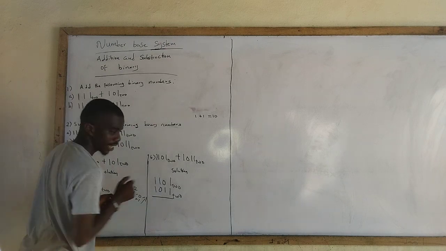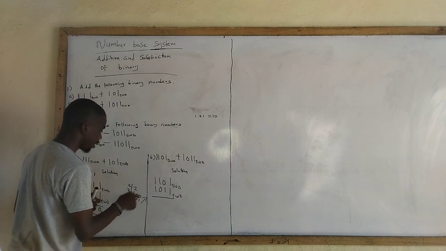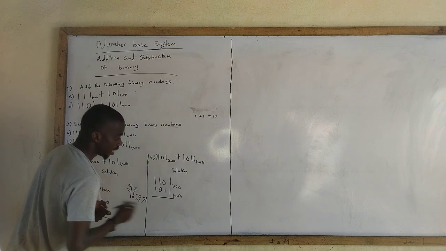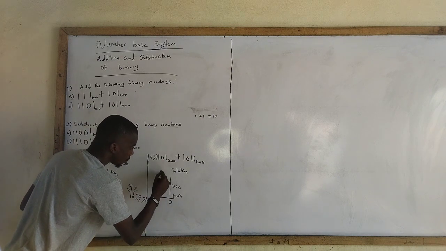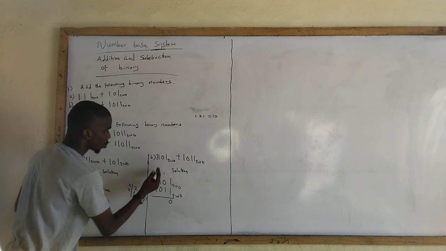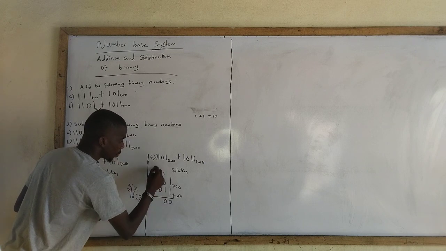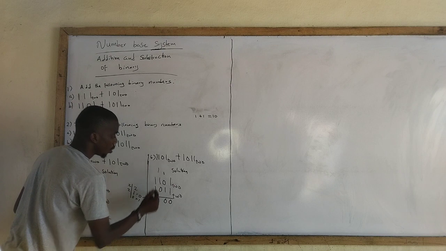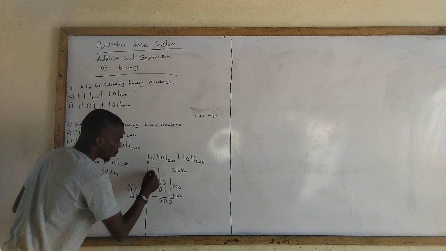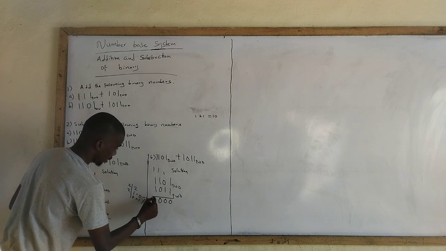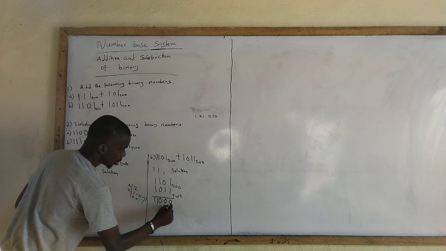1 plus 1 is 10. And I showed you why it is 10. Okay? 1 plus 1 is 10. So we write 0 and carry 1. 0 plus 1 is 1, plus 1 is 10. Carry 1. 0 plus 1 is 1, plus 1 is 10. You write 0, carry 1. 1 plus 1 is 10, plus 1, this is 11.